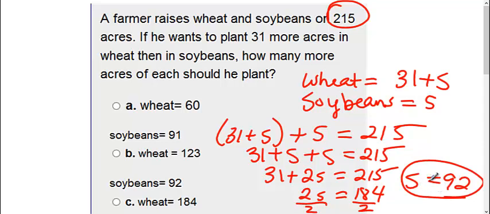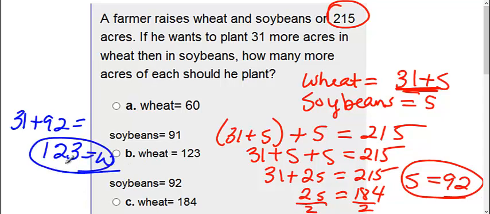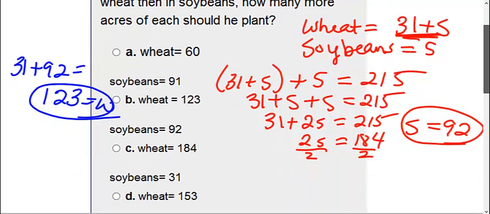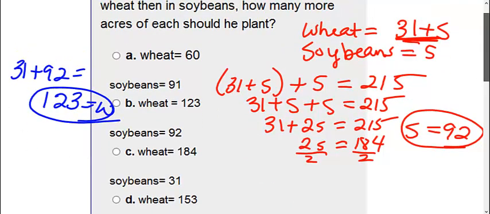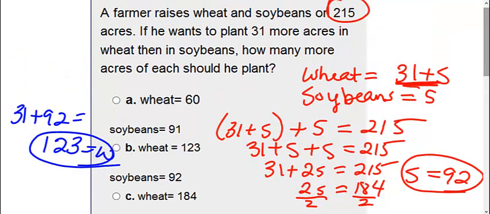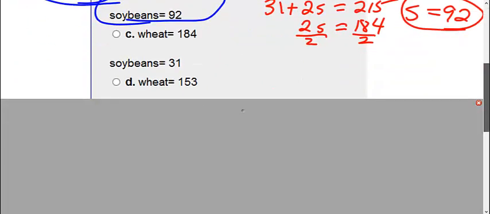Okay, but I still need to find wheat. So my wheat was 31 plus S. So 31 plus 92 is going to give me a total of 123 acres of wheat. So let's see what answer is that. We get soybeans 92, wheat 123, which is choice B here. All right, number 2 here.